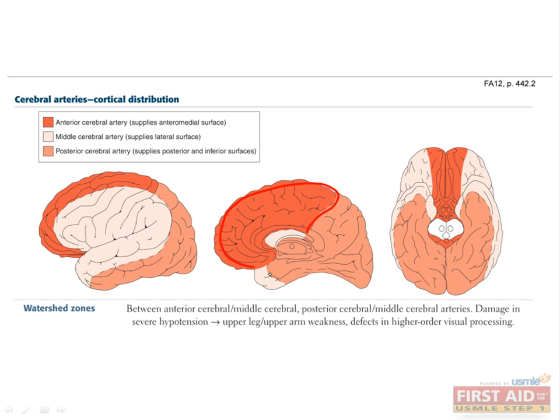Now, the ACA provides blood supply to the medial surface of the brain. The MCA supplies the lateral zones of the brain, and it's split into the superior and inferior divisions. The PCA provides blood supply to the posterior and inferior areas of the brain.